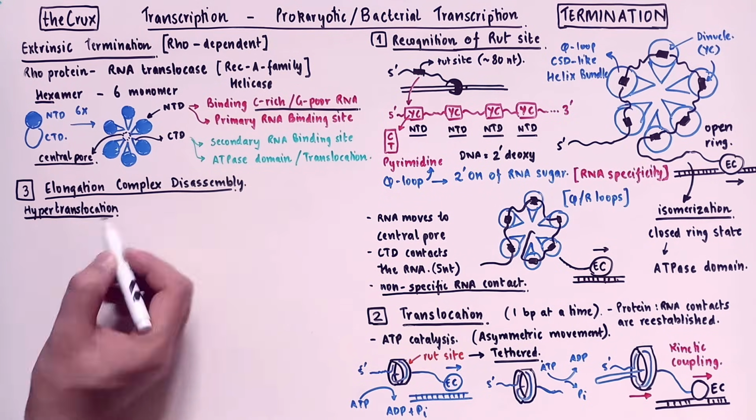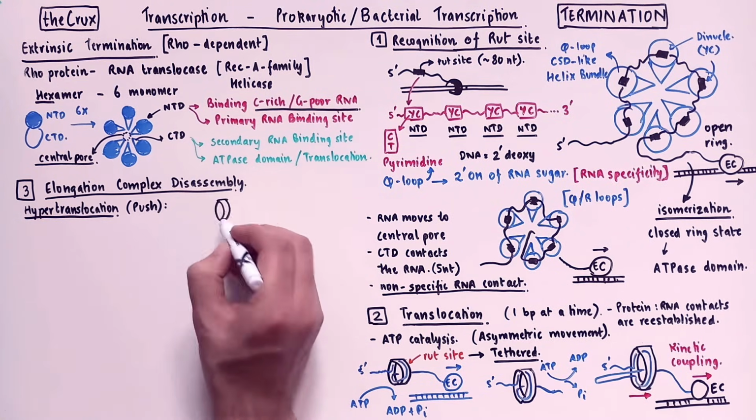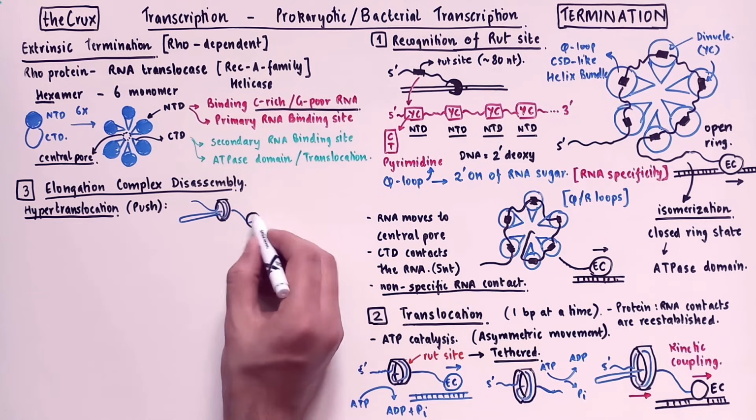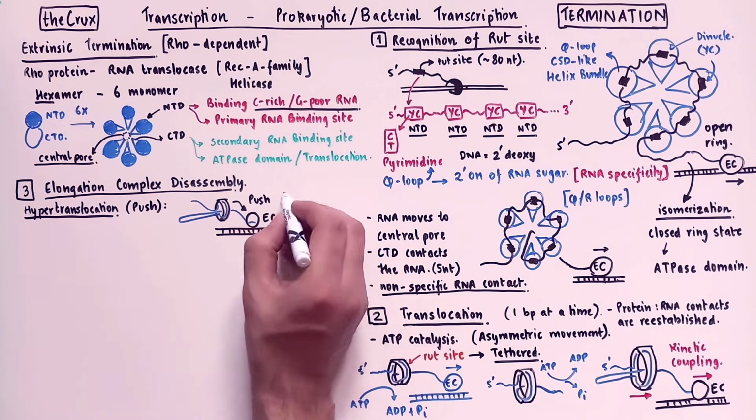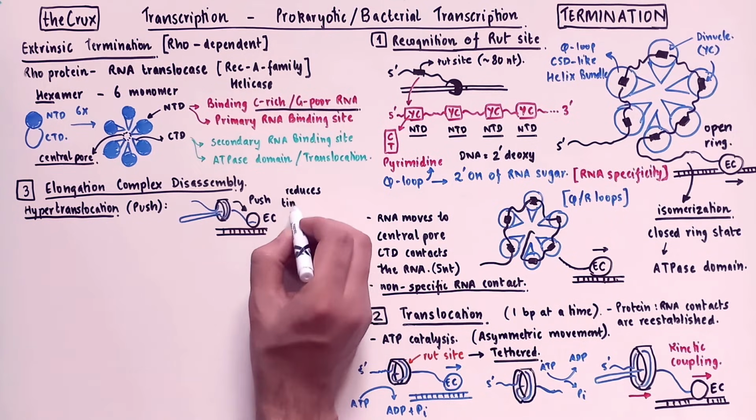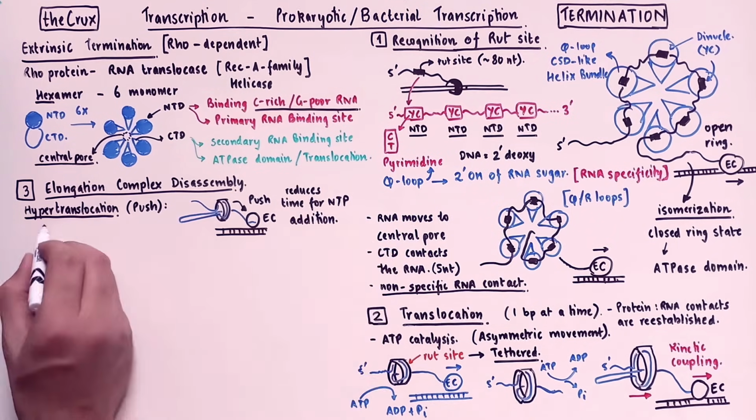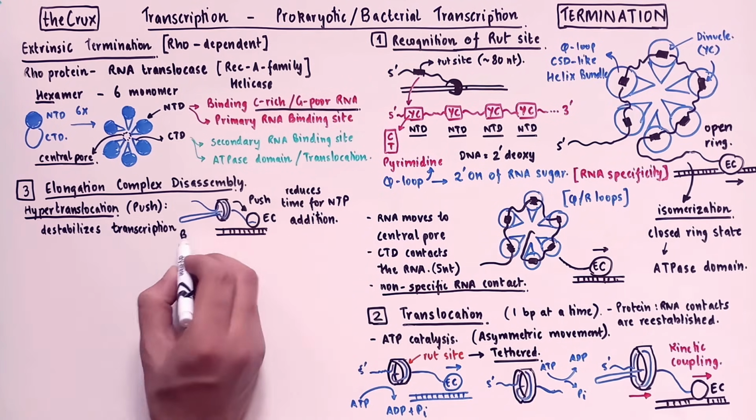The first is the hyper-translocation, which in this case is also called the push mechanism, meaning that when the Rho protein approaches the elongation complex, it exerts a force onto the elongation complex, which reduces the time that the enzyme has to add any NTPs. Therefore, the enzyme just moves, and this destabilizes the transcription bubble, which leads to termination.